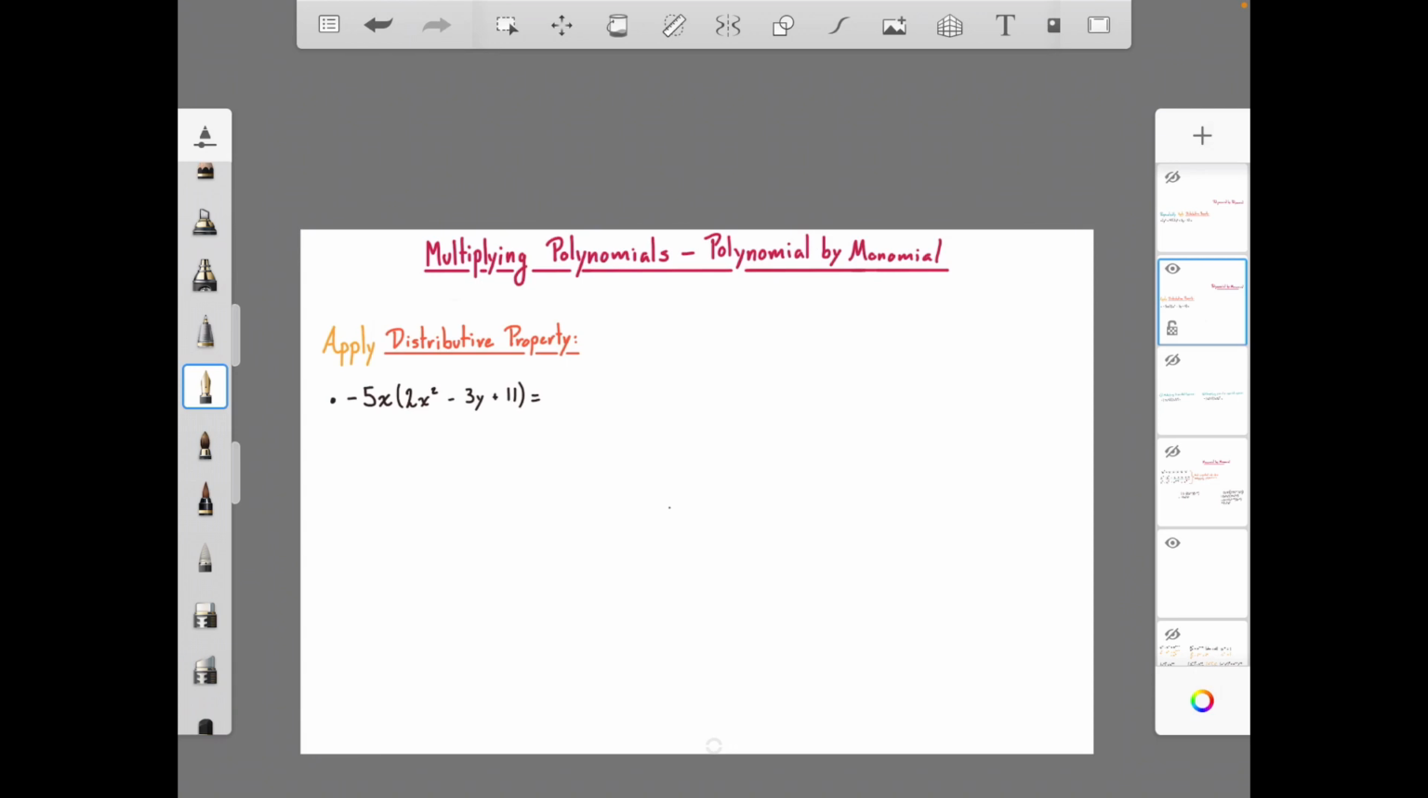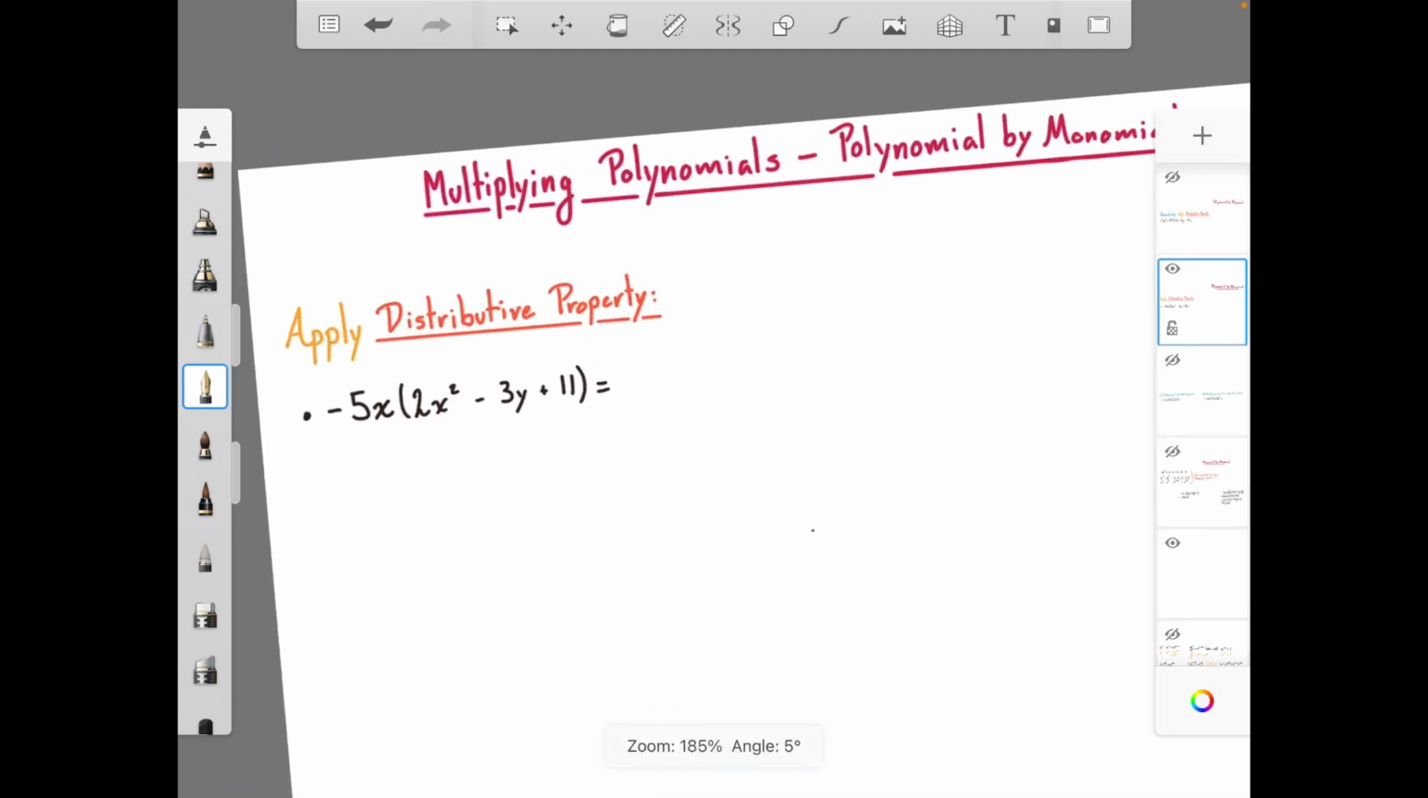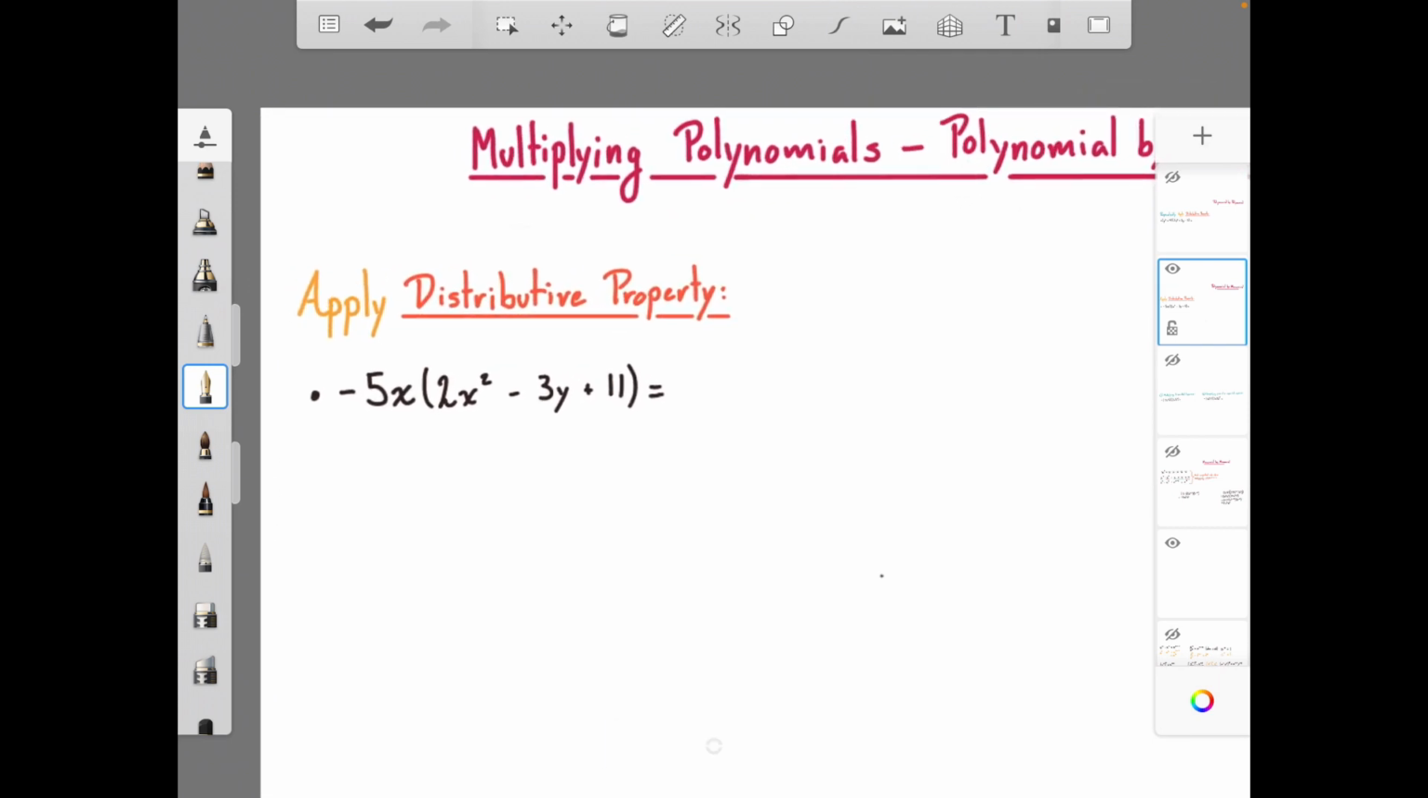Of course, there will be more complex exercises that you will encounter, but for now this is just a review about the basics you need to know to understand operations with polynomials. So we're going to begin with this problem over here that says negative 5x times 2x squared minus 3y plus 11.